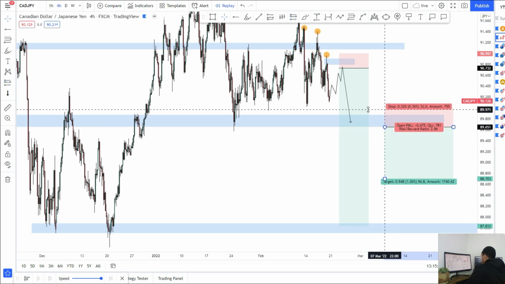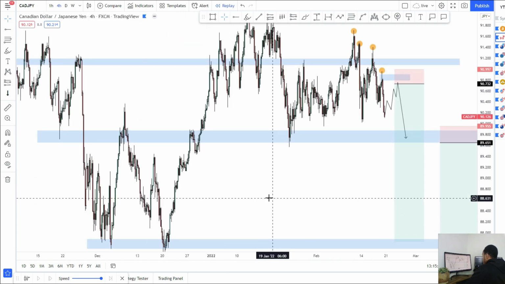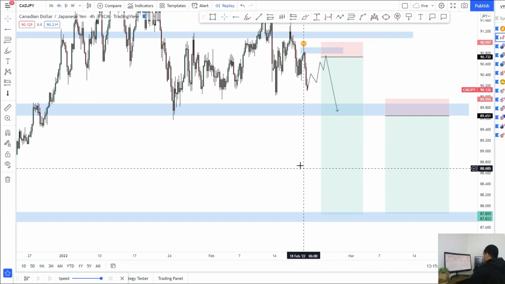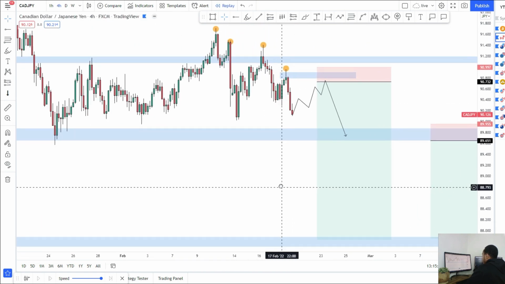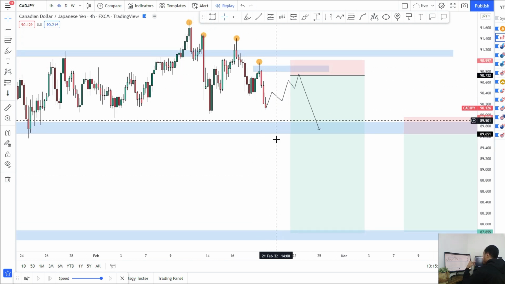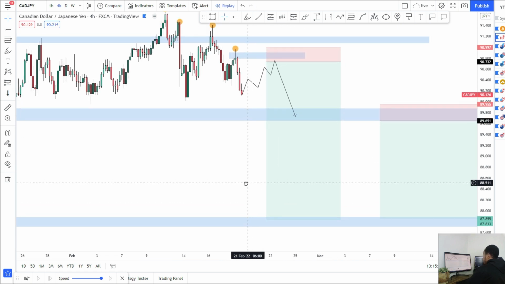But if we can get below, we'll look for the break and retest as well, with targets all the way down there. So that's the plan for CAD JPY, probably for the next couple of weeks. To be fair, I'm not expecting that move in one go, but it's looking like the market's about to roll over now. So shorts for next week, as long as we don't take out probably the 91 area, looking at 89,800 first, and then 88 down there.